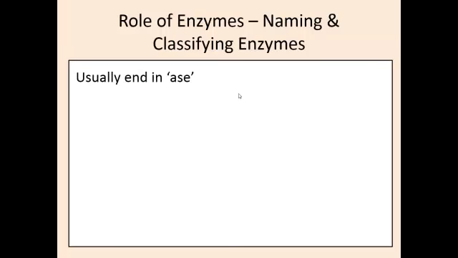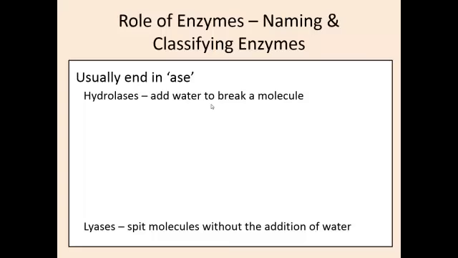So now let's talk about naming them. Most enzymes end in -ase. So if you see an -ase, like sucrase, that would be an enzyme that has something to do with sucrose. Specifically, it breaks sucrose. So let's take a look at the different types of enzymes. You have hydrolases. They break molecules by adding water through hydrolysis reactions. They're also called hydrolytic enzymes.